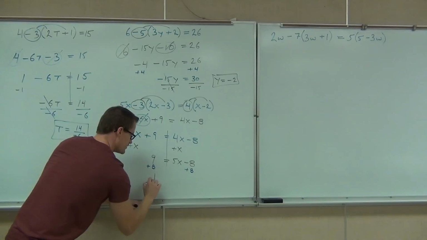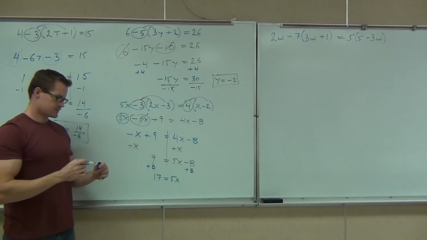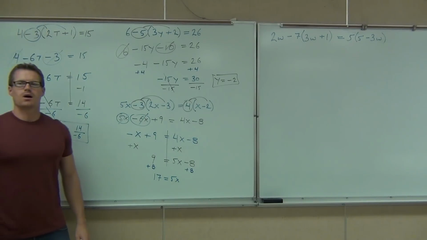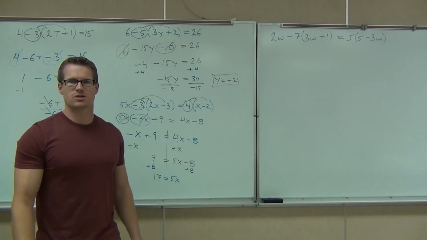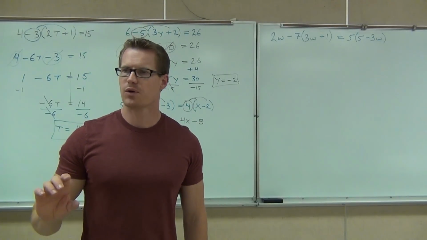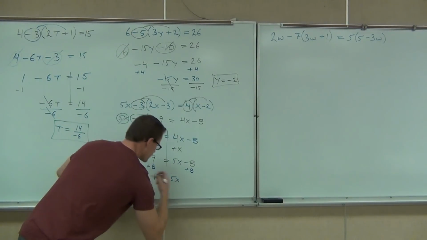We're going to get 17 equals 5x. 17 equals 5x. Divide by 5. Our last step is always to divide. You're exactly right. So if we have a coefficient out front, we get rid of that by division. We're going to divide both sides by what? 5. Okay, so we divide by 5.